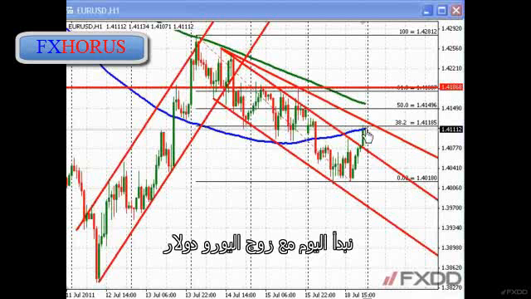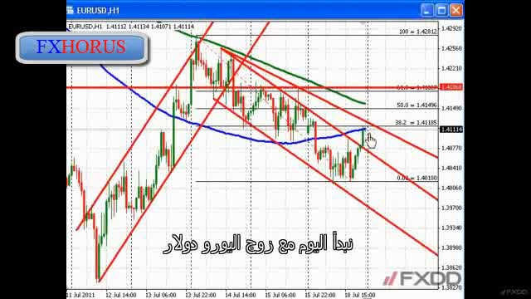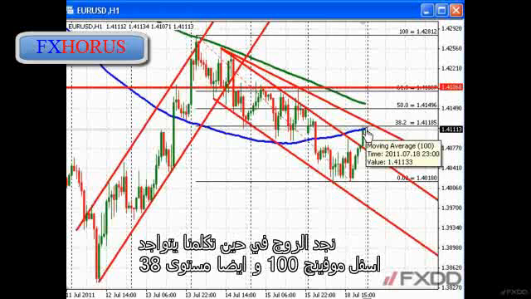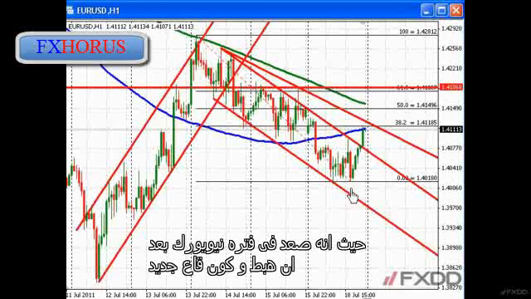The euro versus US dollar is right at the 100-hour moving average as we speak, as we head into the last half hour of trading for this Monday in New York. 141.13 is where that level comes in. The current price is trading 141.11, and the 38.2% retracement of the move down to the downside over the last few days comes in at 141.18.